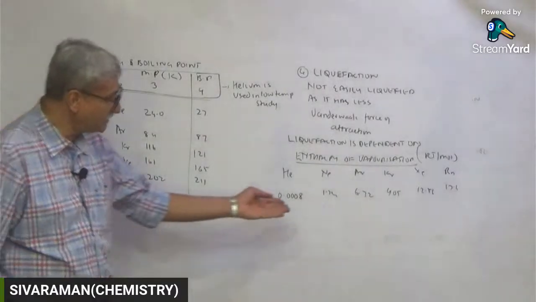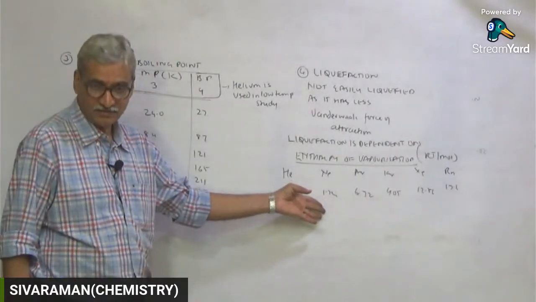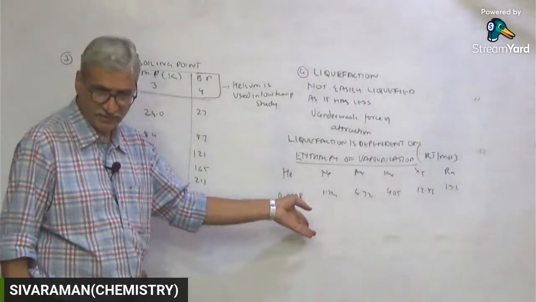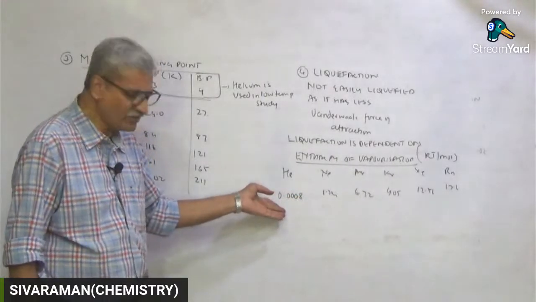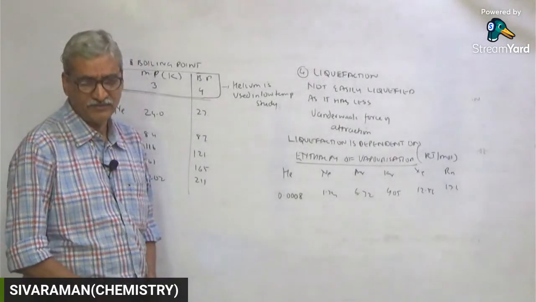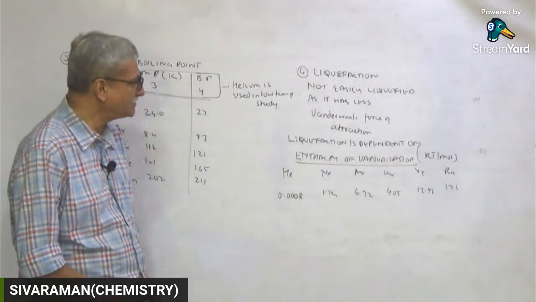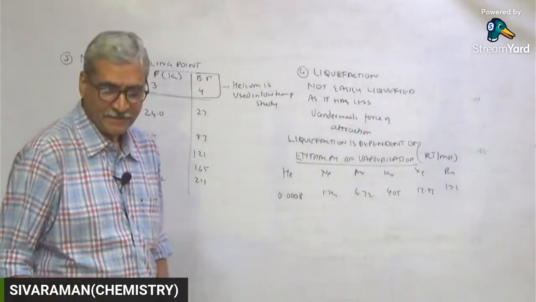So here you can see 1.74 kilojoule per mole. Even a candlelight will give much more energy than this. And this is 0.0008. So practically, because the enthalpy of vaporization is very, very low, you cannot liquefy this.